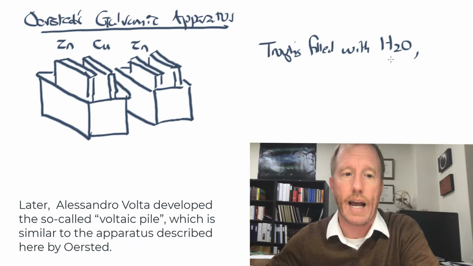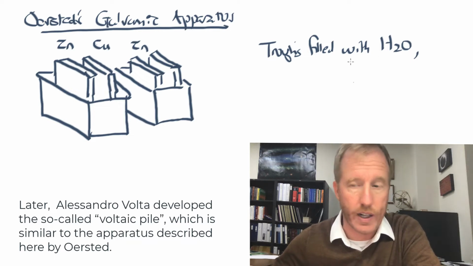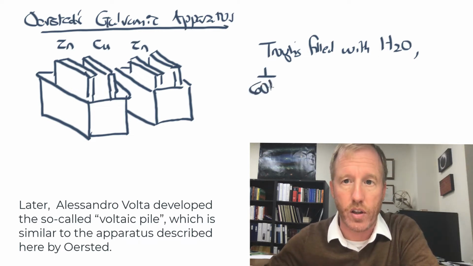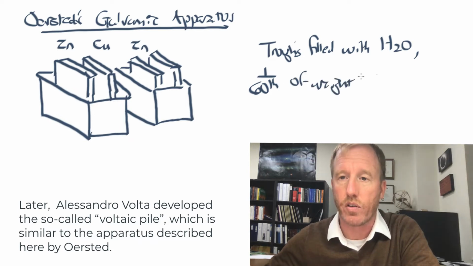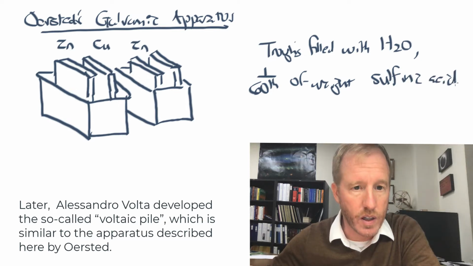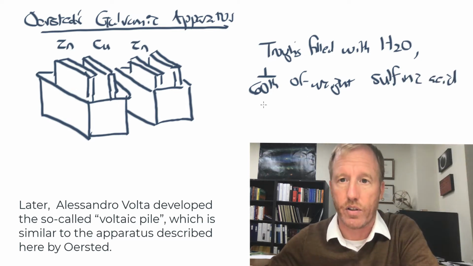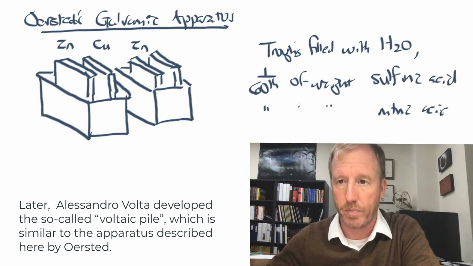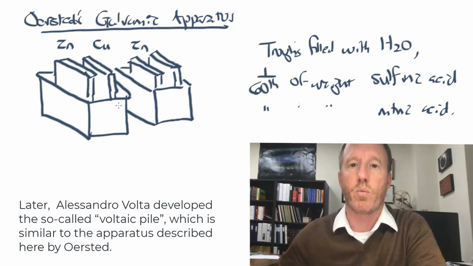And the water had mixed in with it, he says, sulfuric acid, 1/60th of its weight, and an equal quantity of nitric acid, so 1/60th of its weight nitric acid. Okay, so there's a combination of water and acid.